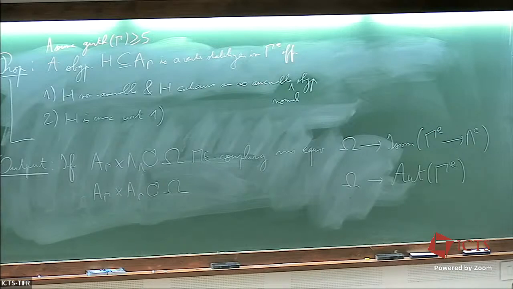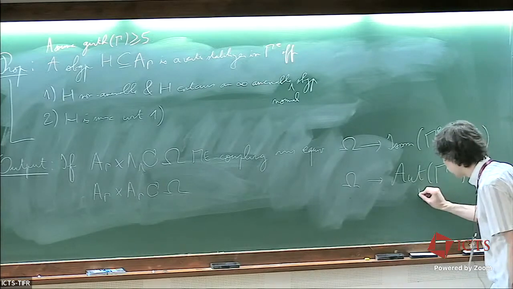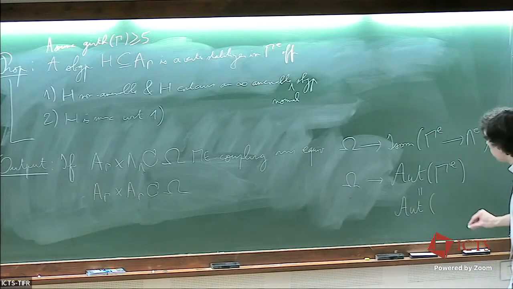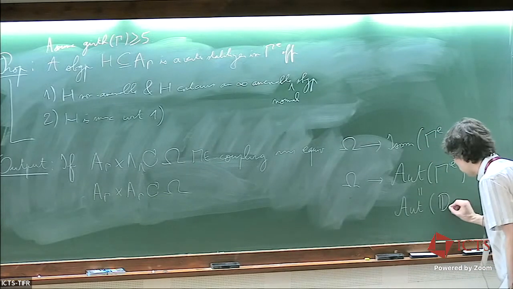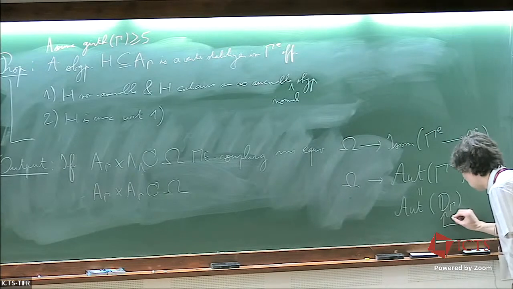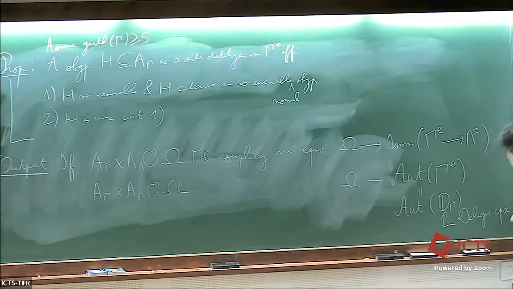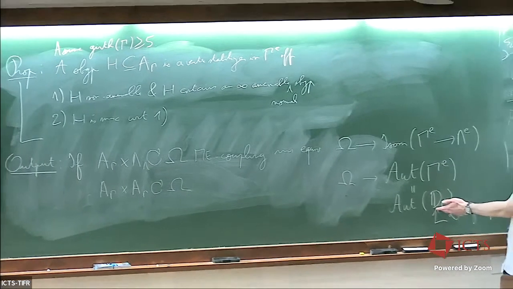In fact, in the case of RAAGs, the automorphism group of the extension graph is also the same as the automorphism group of yet another complex called the Salvetti complex of the RAAG, so it's a CAT(0) cube complex on which the RAAG acts with abelian stabilizers.